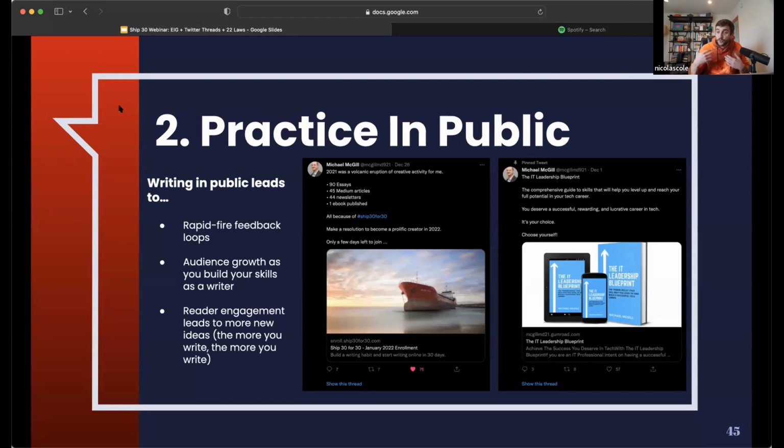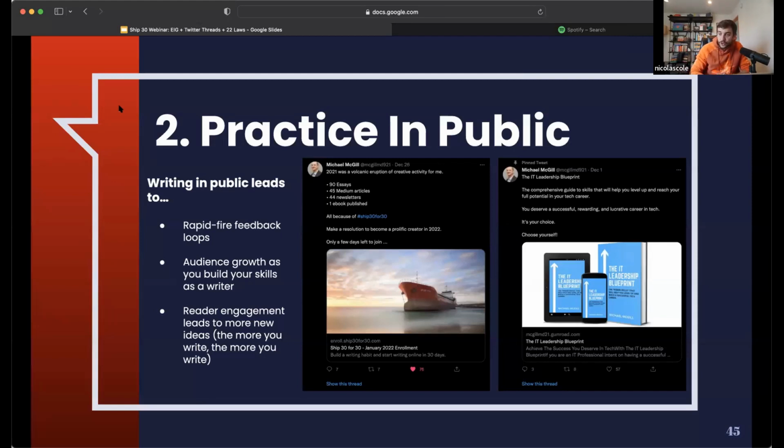Okay. So this is another reason why in Ship 30, the whole thing that we engineer is don't go write by yourself inside your apartment, right? Everything that you write, you're going to publish. That should feel uncomfortable. For 30 days, you're going to write and publish in public. You're going to practice in public.